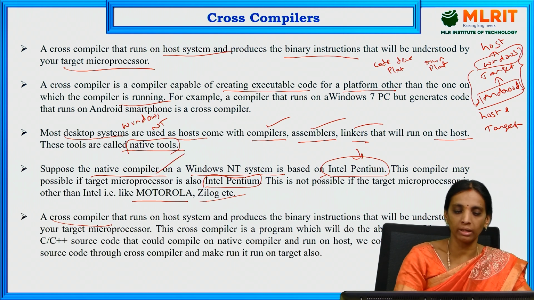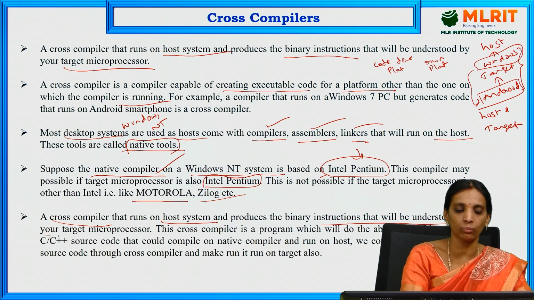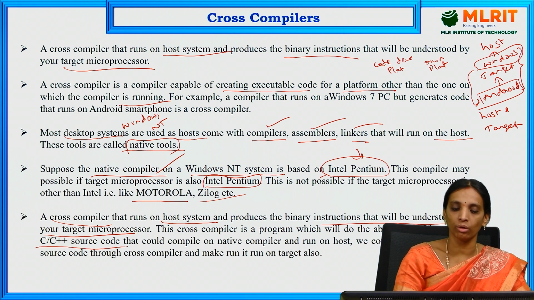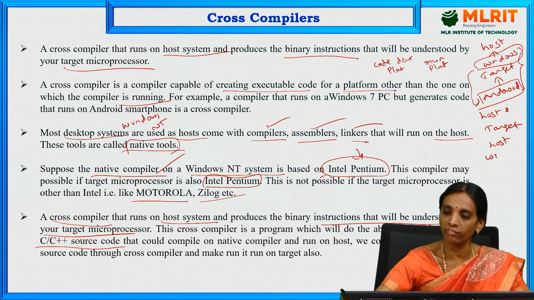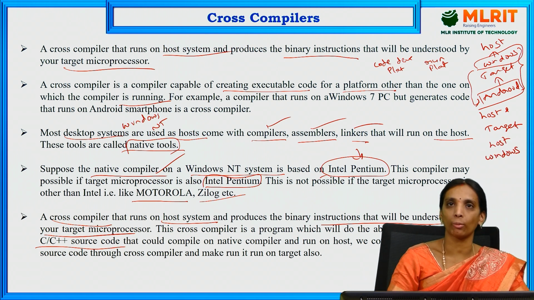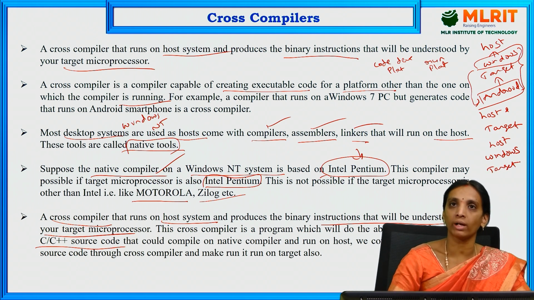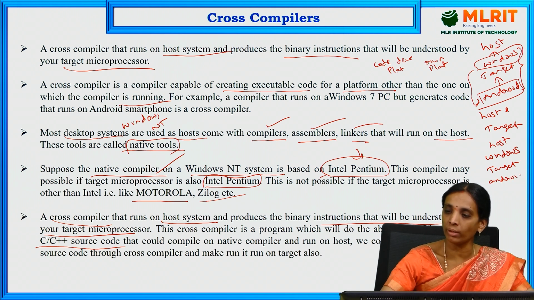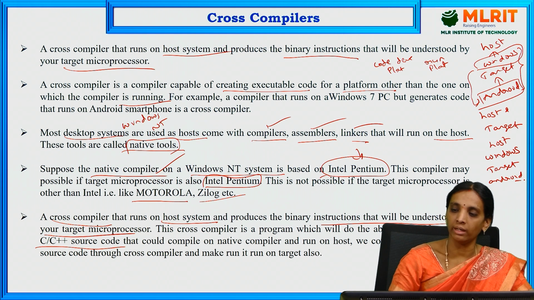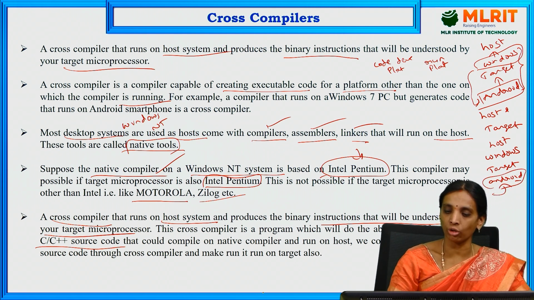So the cross compiler runs on the host system and produces the binary instructions understood by your target microprocessor. So that means if we write the C++ or C code on a host machine which has the Windows operating system, and we run that program on the target machine which has the Android operating system, then it could compile the program for that operating system also. So then it is called a cross compiler.